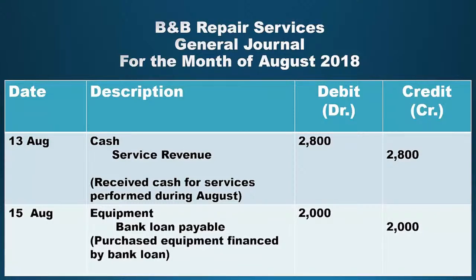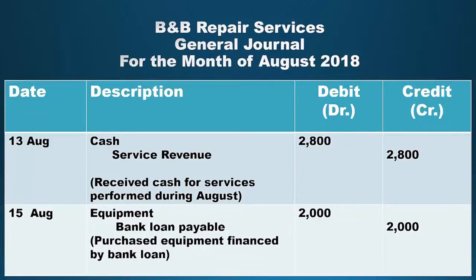To record this, we debit cash for $2,800 to reflect the increase in money received. Credit service revenue for $2,800 to record the income earned. The narrative for this entry is received cash for services performed during August.